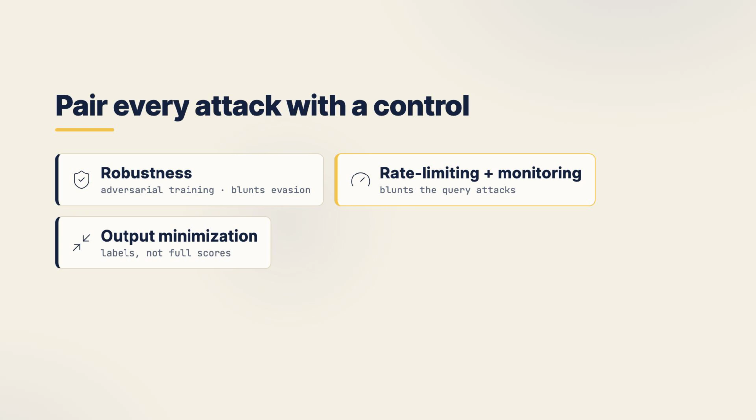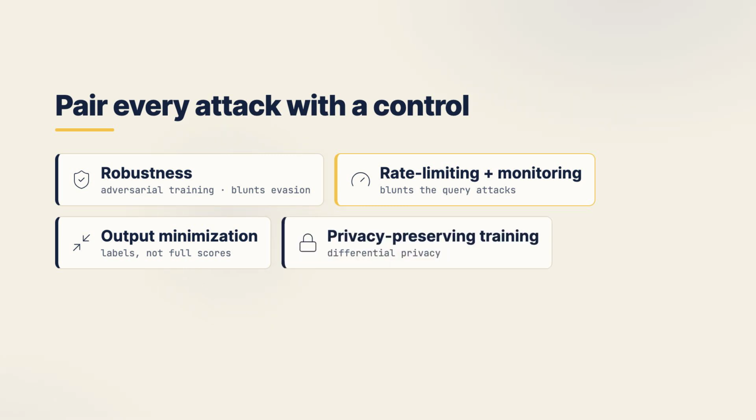Then output minimization, which starves all of them. Return the least the use case needs. Labels instead of full confidence vectors, rounded or coarse scores, suppress per class probabilities. Less signal per query means more queries needed, which makes rate limiting and monitoring bite even harder. And for inversion and membership specifically, add privacy-preserving training like differential privacy, so the model memorizes individuals less.